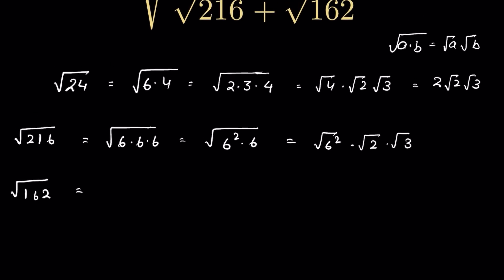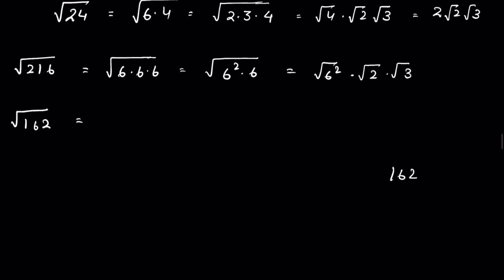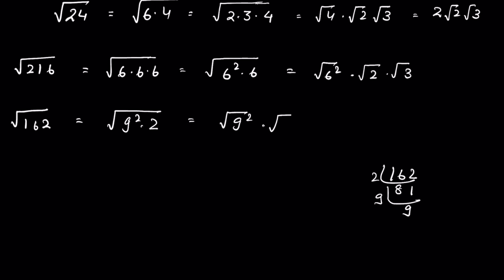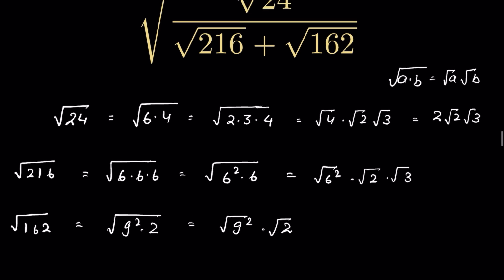And square root of 162. If we factorize 162, 2 times 81 is 162 and 9 times 9 is 81. So we can write 9 square times 2, or square root of 9 square times square root of 2. Now we have factorized and simplified the individual radicals.